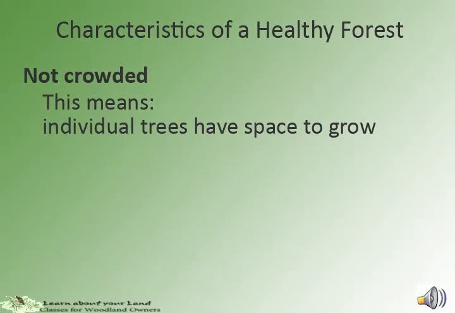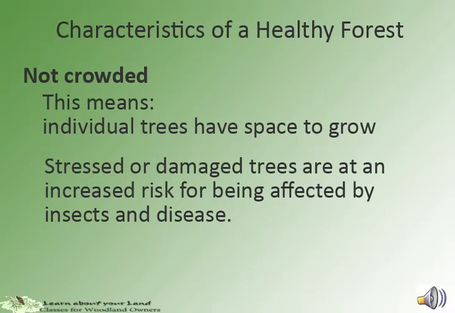A healthy woodland is not crowded. Trees require water, sun, and nutrients for healthy growth. If a woodland is too crowded, trees will become stressed by the lack of or competition for those resources. When trees become stressed from a lack of resources, they become more vulnerable to attacks from insects and disease due to a weakened system.